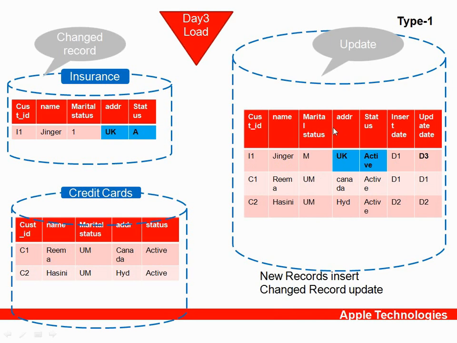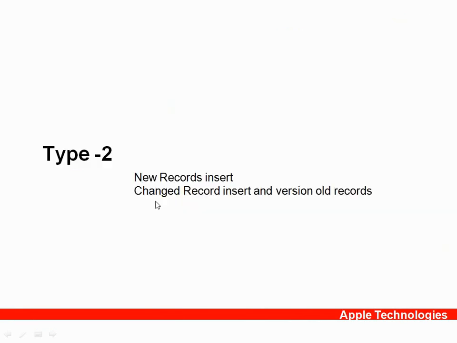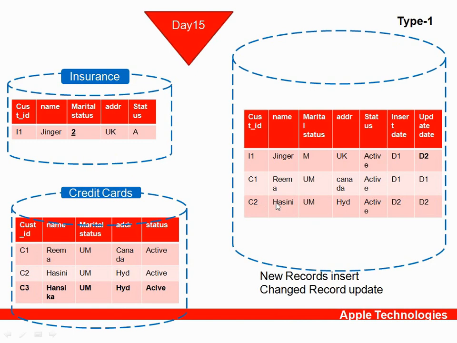So it will continue in the same way. Okay, in this case, there are changes here. There is a new information here. So we'll go and update here or insert here. It will continue anywhere in the world. Type 1 means new records will insert. Changed record will take and then update here. That's what we do.